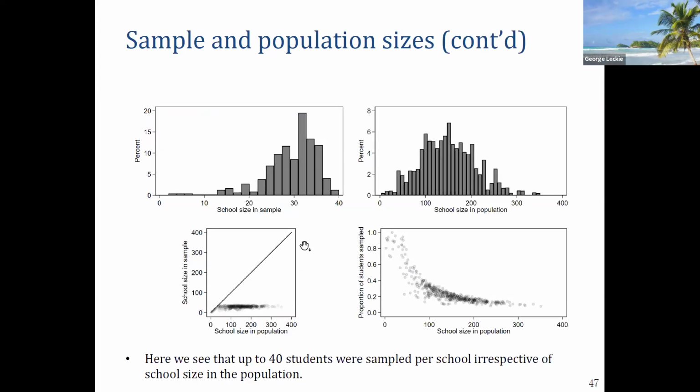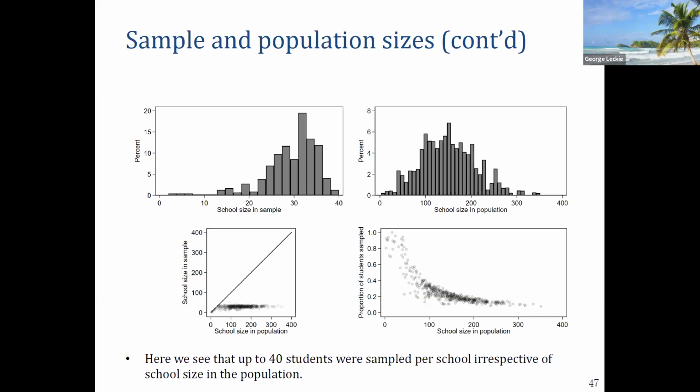So you can also do histograms of these things. So here's the school size in the sample, and here's the school size in the population, the distribution. So here we can see there's kind of 40 kids in the sample. What's being shown there, unless that school had less than 40 kids, and then you get the 45 line. If the school only had 30 kids, then you get 30 examples. With 20, so you can't be above the 45 line.